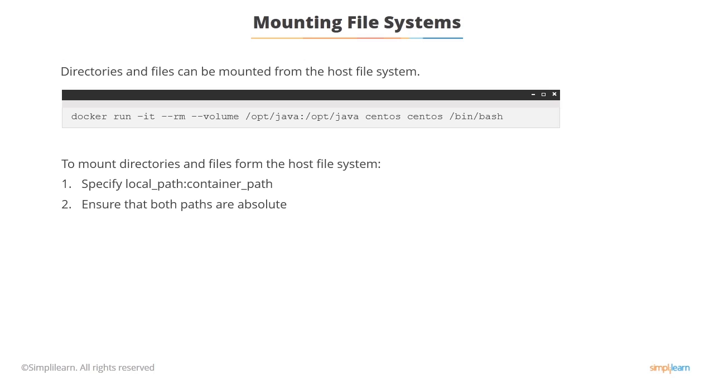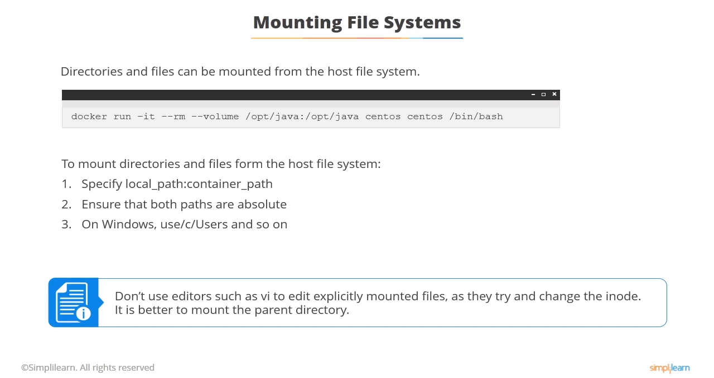The paths must be absolute relative to the root of the file system, and on Windows you use /c/d for the various drives that you might have on it. Don't use an editor on explicitly mounted volumes. If you mount a file, the editor might try and change the inode of the file when it saves it, and that will cause problems.